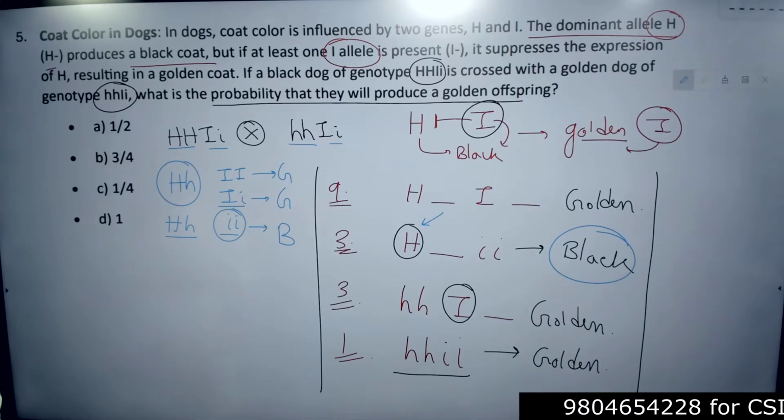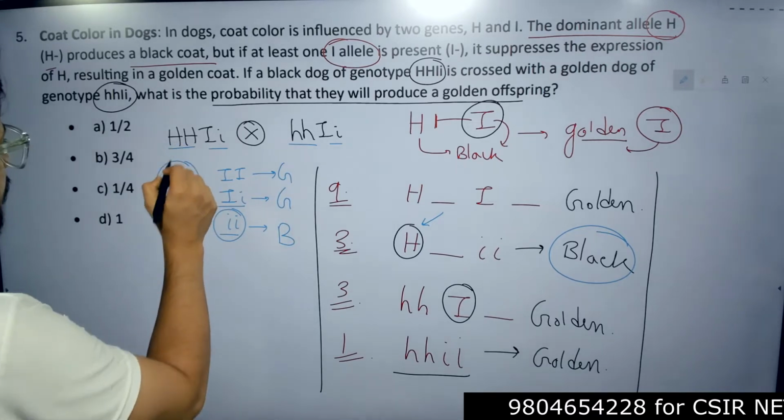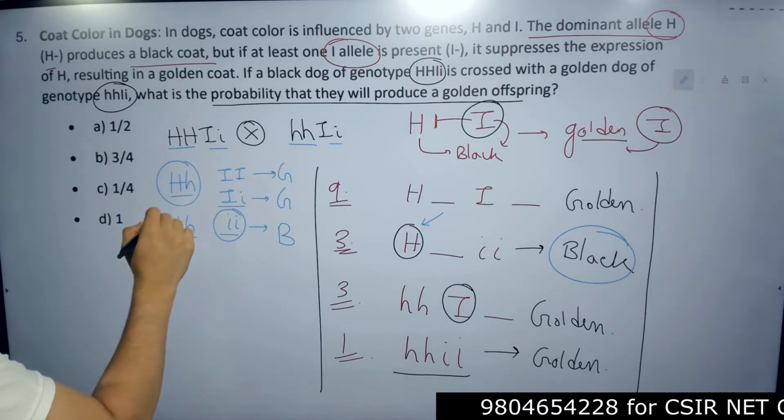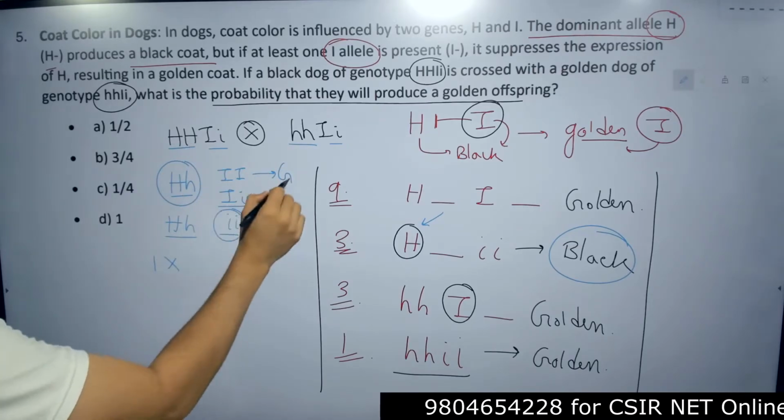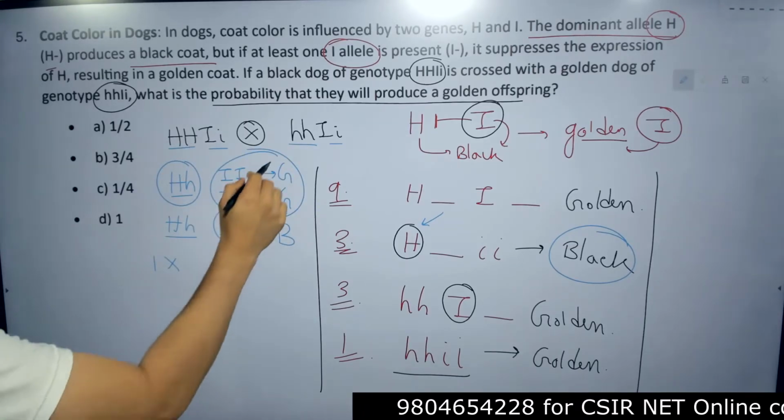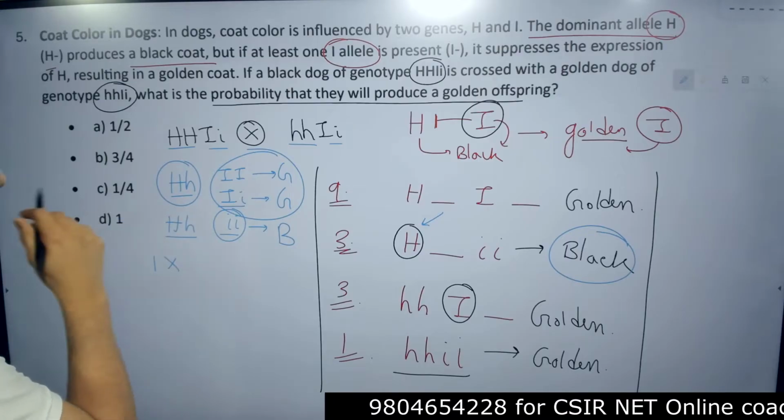So what is the probability for that? You need to count, because the probability of capital H, small h is always 100%, but the probability of golden here, from the I alleles, was how much?